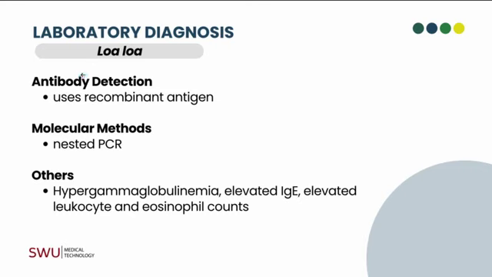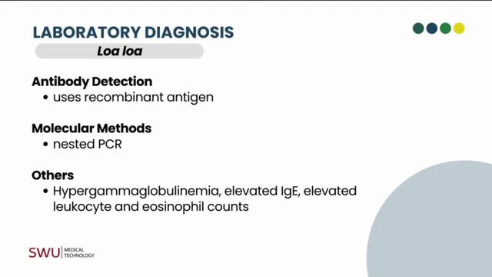Then that is what we detect. Aside from this, we can also perform molecular methods through the use of nested PCR, or polymerase chain reaction. So this type of method is highly sensitive and highly specific, albeit it needs a lot of expertise. So only experts in the field should perform this, and this is usually very expensive. So therefore it is conducted in confirmatory laboratories. And this PCR detects the DNA of Loa loa in the blood.